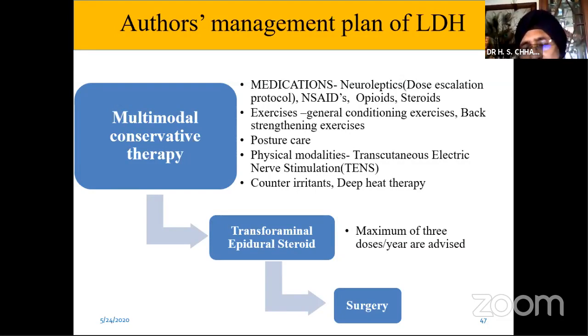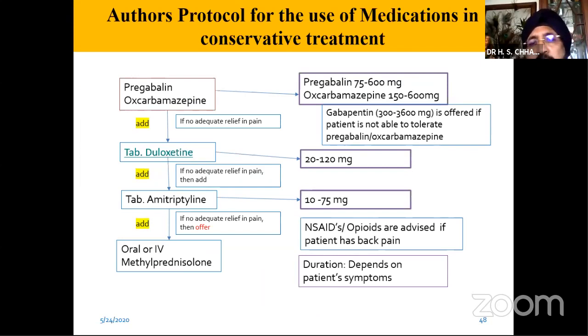And if the patient doesn't improve, we go in for transdermal epidural steroids. And if they don't improve, we go in for a surgery. When it comes to pharmacotherapy, we differ a bit from the protocol which Rishi mentioned.